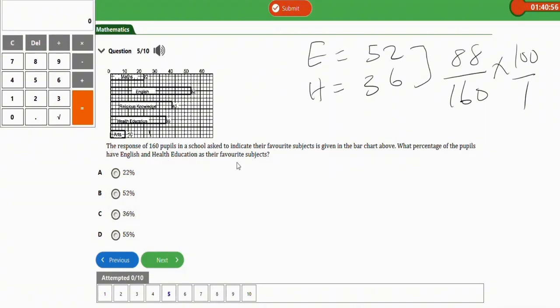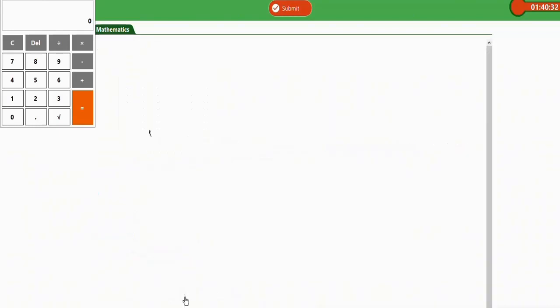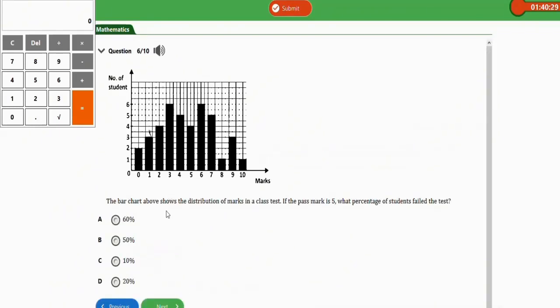Let's wipe this now and solve the next repeated question. Okay, so for the next repeated question, we are going to solve this question. It says the bar chart above shows the distribution of marks in a class test. If the pass mark is 5, what percentage of students fail the test?